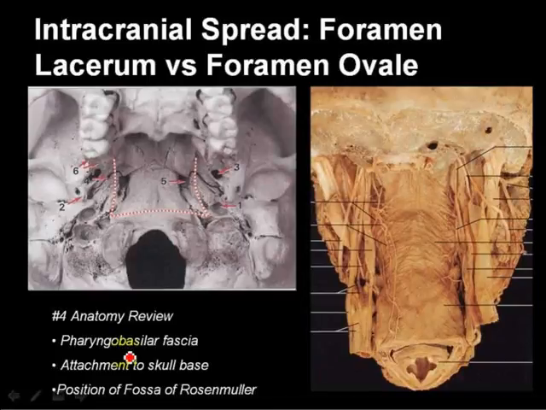So let's look at this anatomy a bit further. So let's study this structure called the pharyngobasilar fascia. Now, when you read about the nasopharynx, nasopharyngeal carcinoma, you come across this term, the pharyngobasilar fascia. Pharyngo means the pharynx. Basilar refers to the skull base. So pharyngobasilar fascia is the fascia that holds up the pharynx.